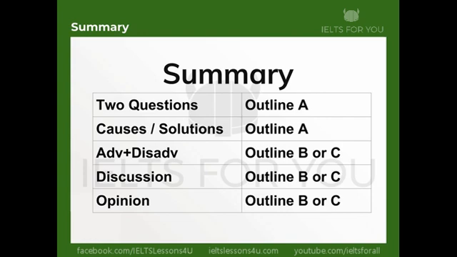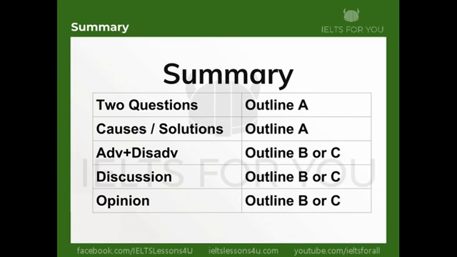Same thing for solutions. Okay, those 2 types, 2 questions, causes and solutions, are not really asking for your opinion so much. Or with 2 questions, the opinion is really, they are providing the outline for you. Okay, we don't really have to make much of a choice with that. We can use outline A very simply with those 2 types.